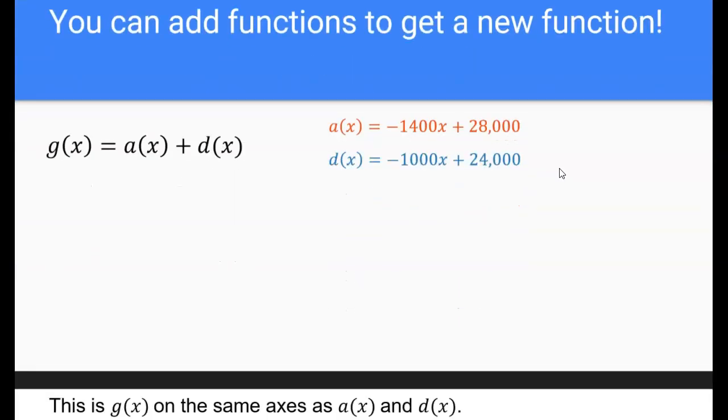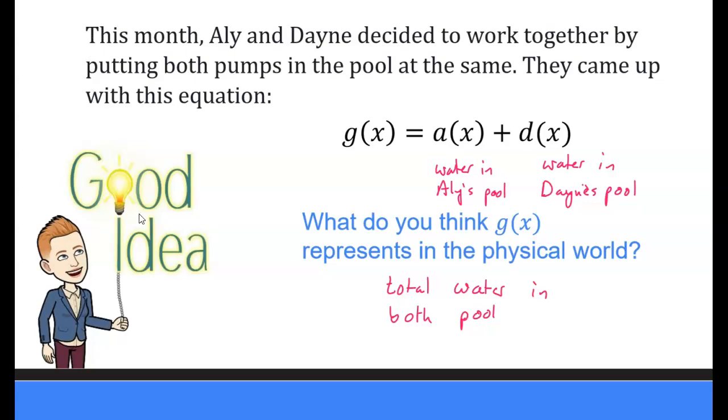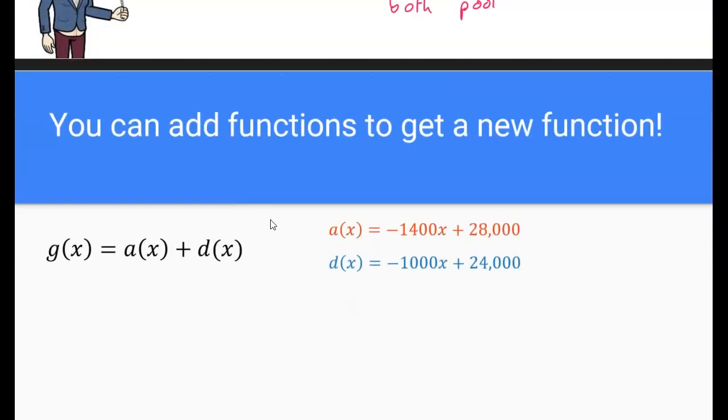So it turns out we can actually just add them exactly like we think we ought to be able to, and we can get a new function out of it. So let's look how this works. Let's go back down here. So g of x equals, I'm just going to take this function and write it out. This is a of x, negative 1400x plus 28,000. And now I'm going to add d of x, once again writing it out exactly like it says.